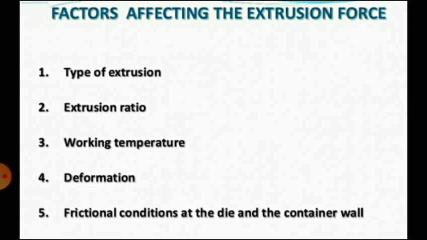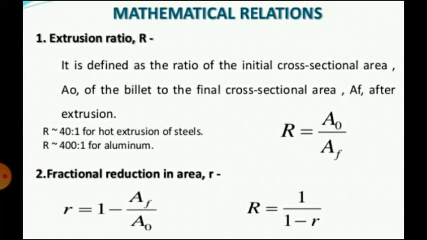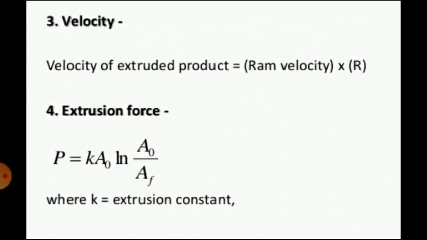Now the factors affecting the extrusion force depend upon the type of extrusion, extrusion ratio, working temperature, deformation, and frictional conditions at the die and the container wall. These are some mathematical relations that are used in an extrusion process: extrusion ratio, fractional reduction in area, then the velocity and extrusion force.